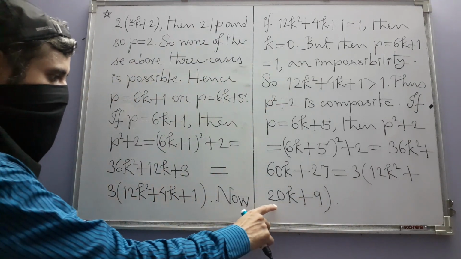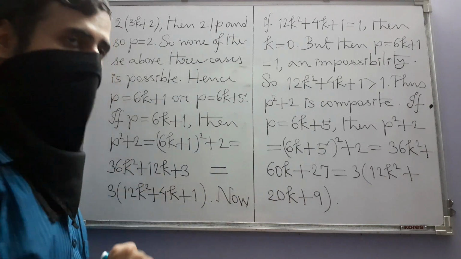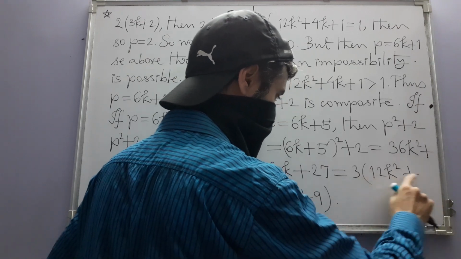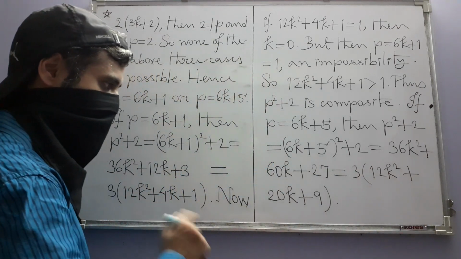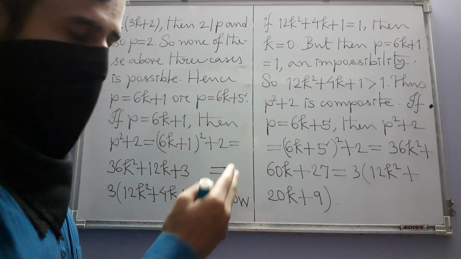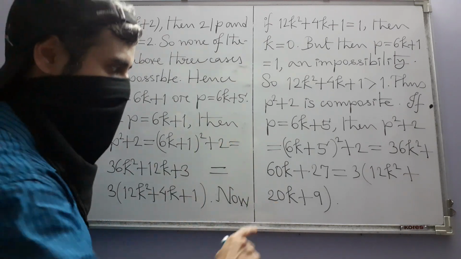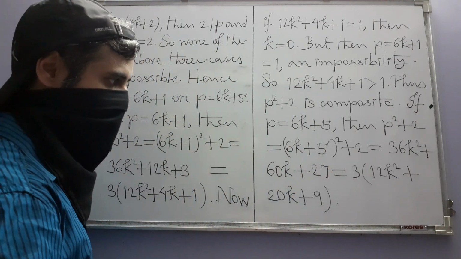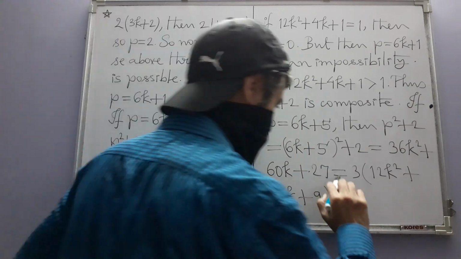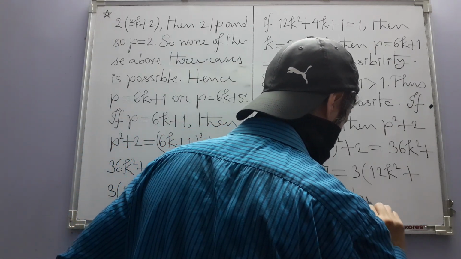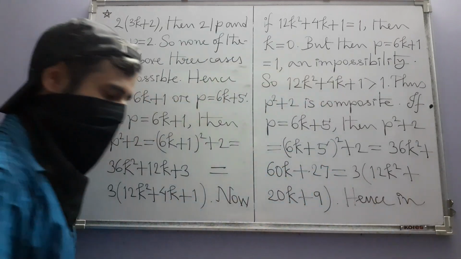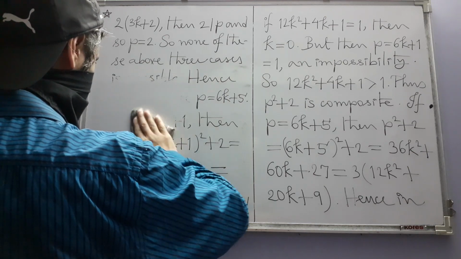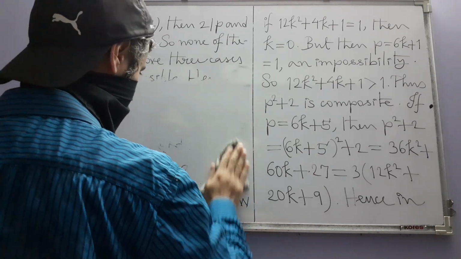This, however, does not have that same problem, because since k is non-negative, the smallest value of this expression 12k square plus 20k plus 9 is 9, or it is either 9 or something greater than 9. So this itself is a non-trivial factorization of p square plus 2. So here itself we can conclude, hence in this case also p square plus 2 is composite. So that means in general p square plus 2 is composite.